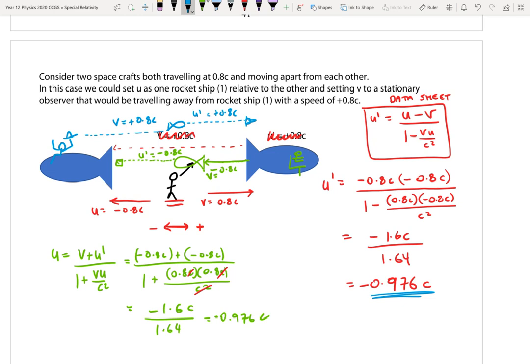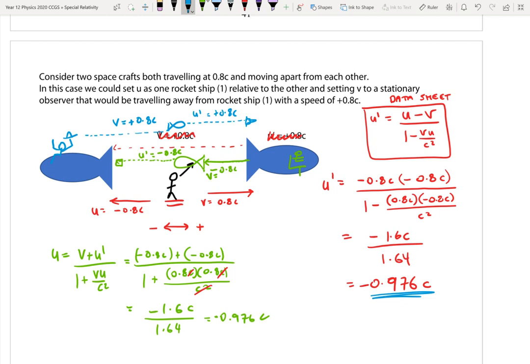Guys, in the space at the bottom, you're going to do exactly the same stuff. Now it's all just positives. There's no negatives, no double negatives. It's just 0.8c plus 0.8c over 1 plus 0.8 squared over c. Oh, yeah. I still don't understand why it's a double negative and then a double positive.